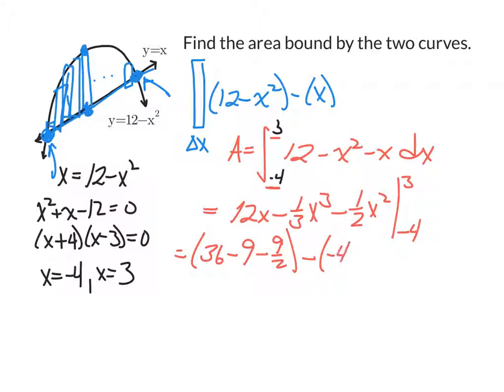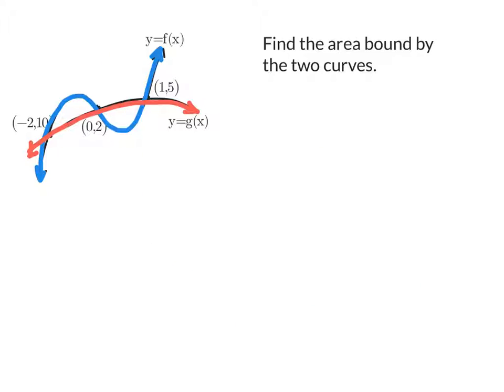So that'd be negative 48 minus negative 64 thirds minus 16/2 or 8. And that will give you a value of 57.166 repeating.